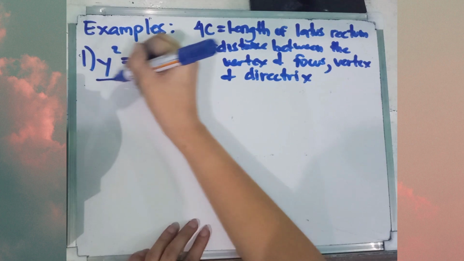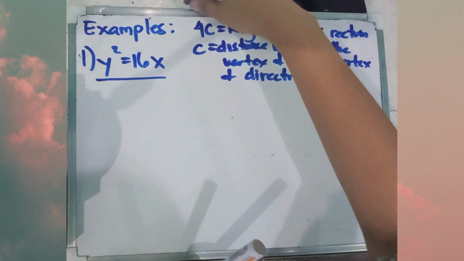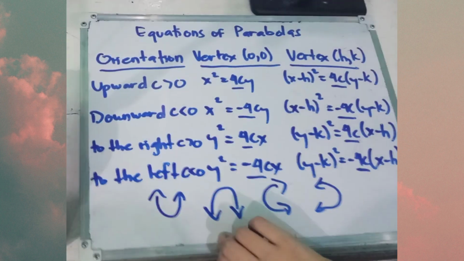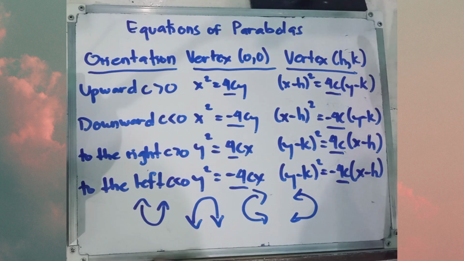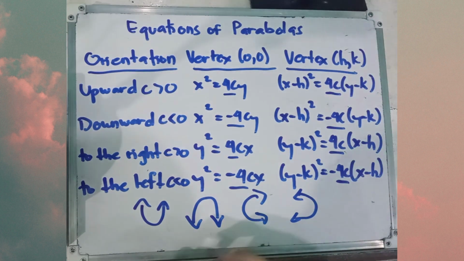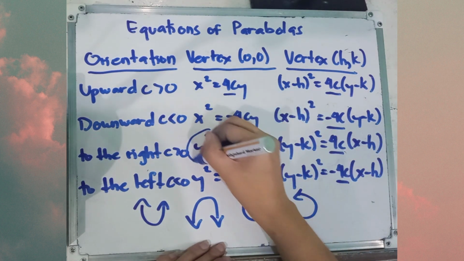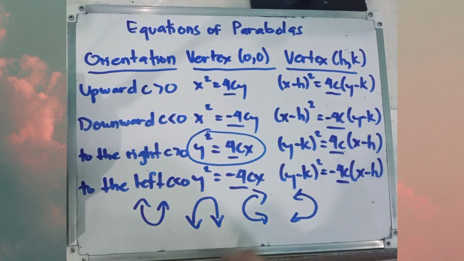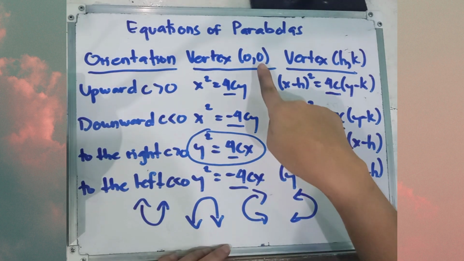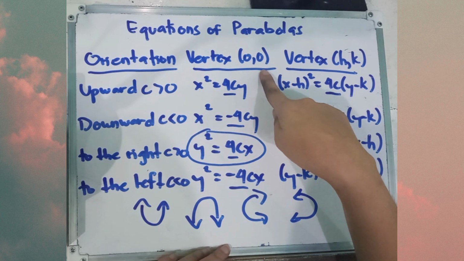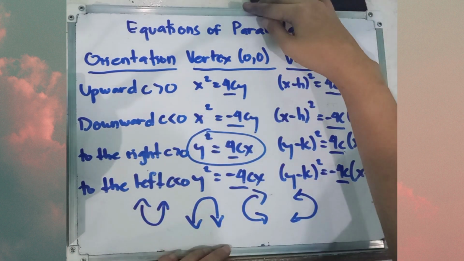So let's take a look at this equation: y squared equals 16x. If you're not yet familiar, we can go back to the summary of the equations of the parabola so that you will have an idea as to what the opening of the graph will be. The given y squared equals 16x looks like y squared equals 4cx. So based on that, the vertex is at the origin, 0, 0, and it opens to the right.